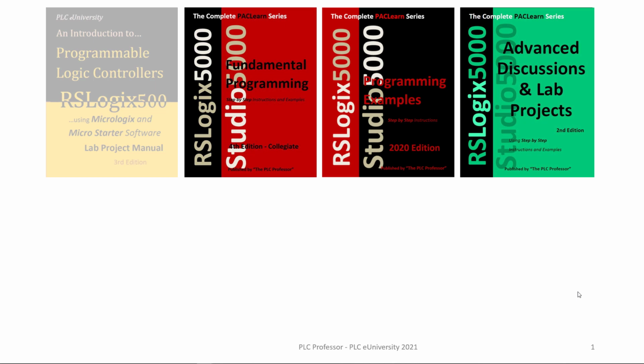Then for 5000, RSLogix 5000, Studio 5000, we have 3 volumes: Fundamental Programming and Programming Examples, which is really one manual broken into 2 volumes, and then the Advanced Discussions and Lab Projects. The software for this hardware that this programs, the least expensive license is just under $1,000. And the hardware is also relatively expensive. You can find used CompactLogix with some I/O in the $500 range, but the minimum license is going to be just under $1,000.